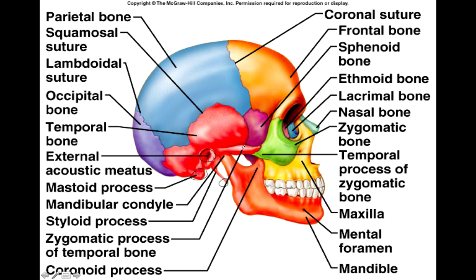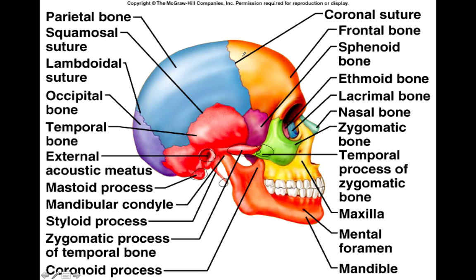The zygomatic process of the temporal bone is the piece of the temporal bone that articulates with the zygomatic bone. And there's also the temporal process of the zygomatic bone. So these two make the connection there. Okay, and for everything else on this one, we have to look at the inferior view.